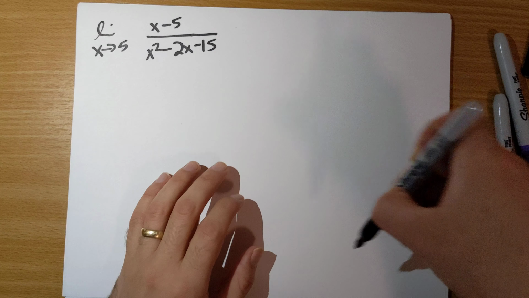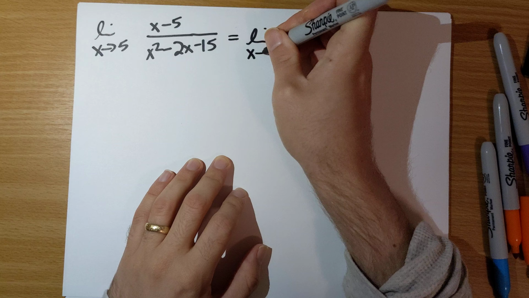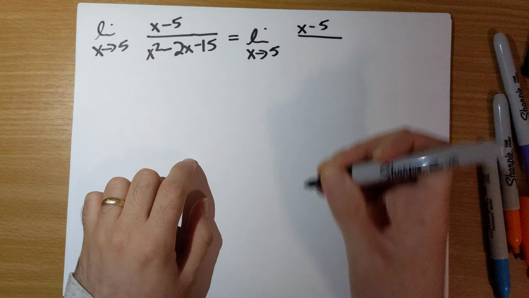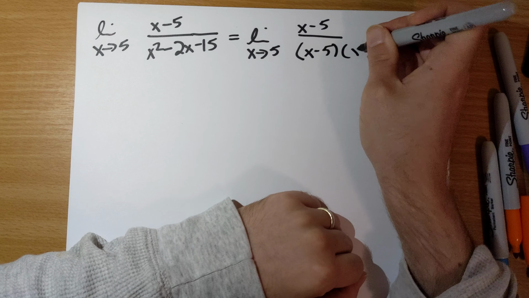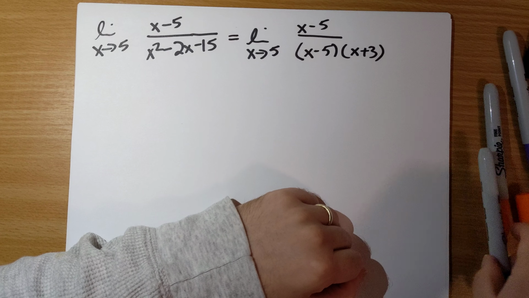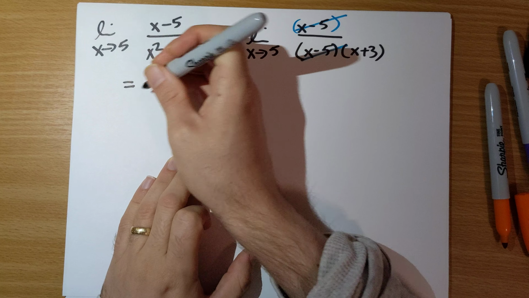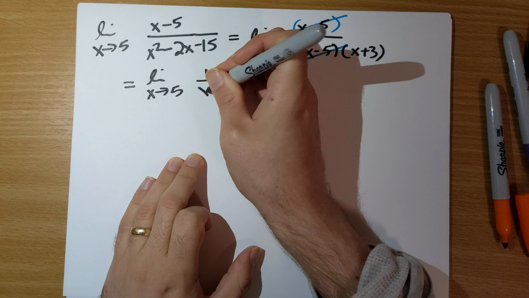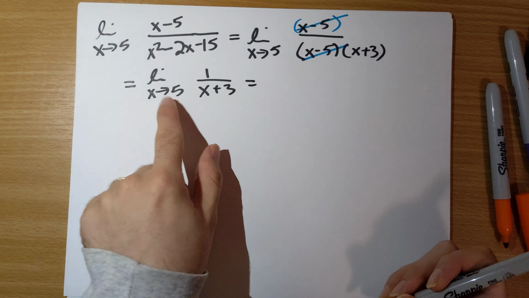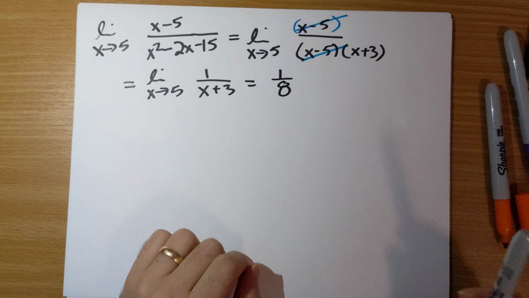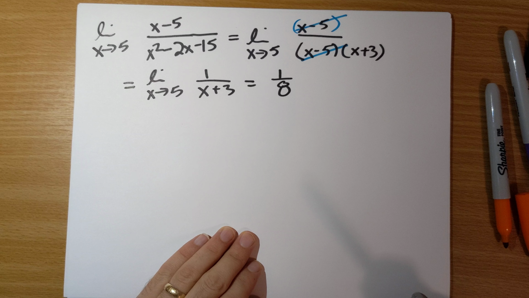So let's do some manipulation. The most obvious thing to do is to try to factor the denominator. And so x squared minus 2x minus 15 is going to factor as x minus 5 times x plus 3. This allows us to cancel out the factors of x minus 5, and we are just left with the limit as x goes to 5 of 1 over x plus 3. Now when we substitute in 5, we don't get 0 over 0. We get 1 over 8. So our final answer to problem number 5 is 1/8.